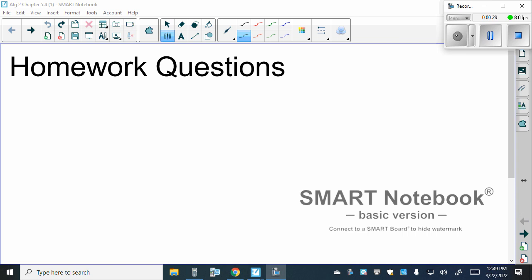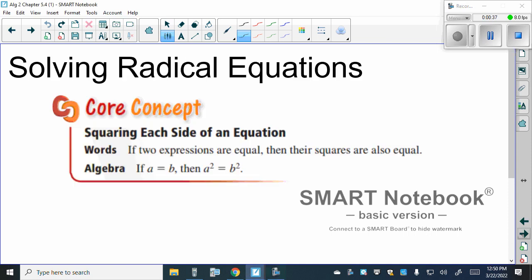All right, guys. What we're doing today is actually not that difficult. What we're starting with is solving radical equations. And solving radical equations, we're going to do 3 steps, and we're going to be able to solve most of these. And it's all revolving a little bit around squaring each side of an equation.